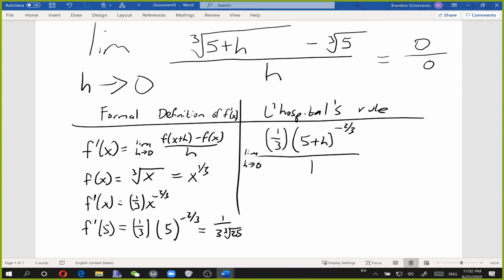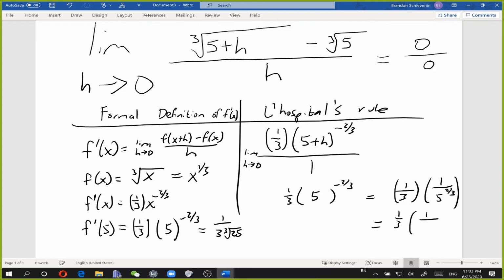If I plug in h is 0 here, I'll get 1/3 times 5 to the negative 2/3 power, which is the same thing as 1/3 times 1 over 5 to the 2/3 power, which is 1/3 times 1 over the cubed root of 5 squared. 5 squared is 25, so that's the cubed root of 25, which is the same thing that we had here.